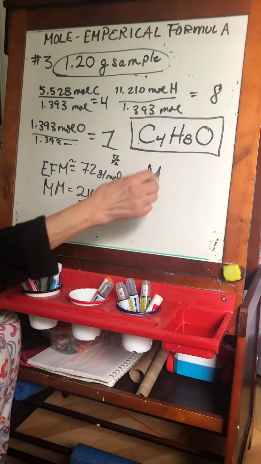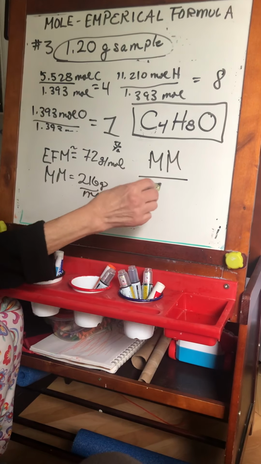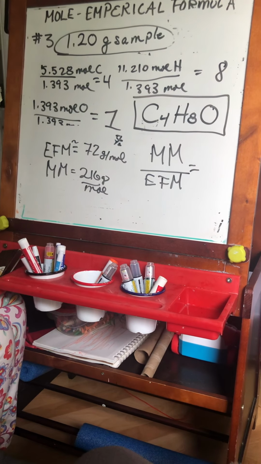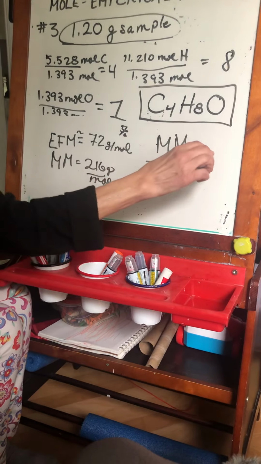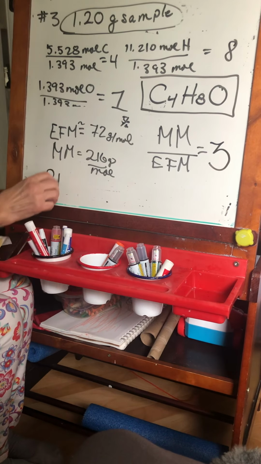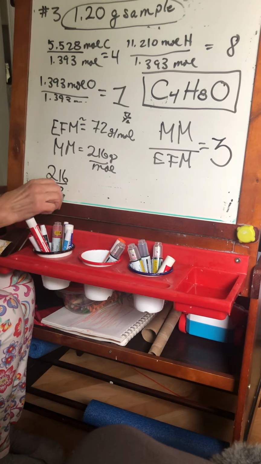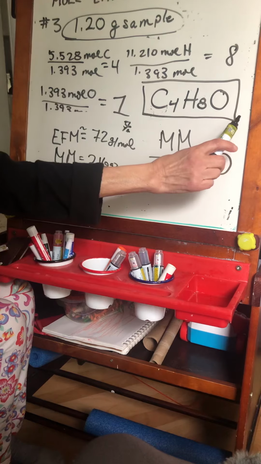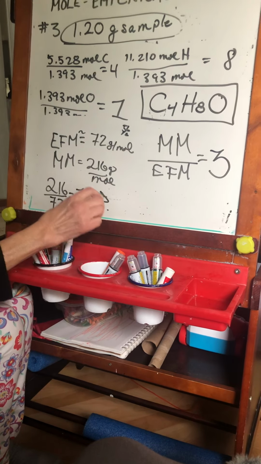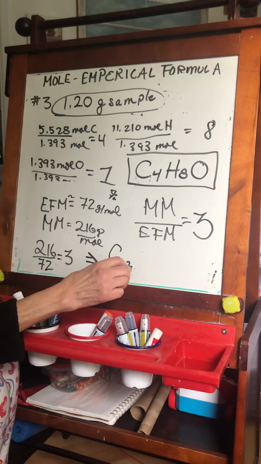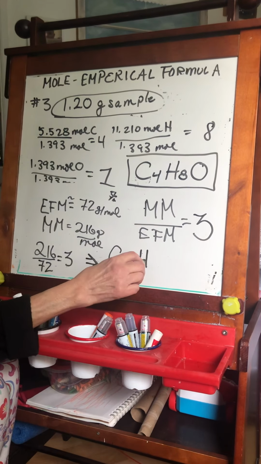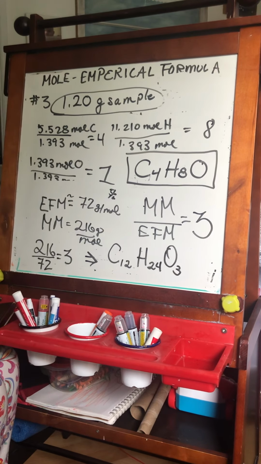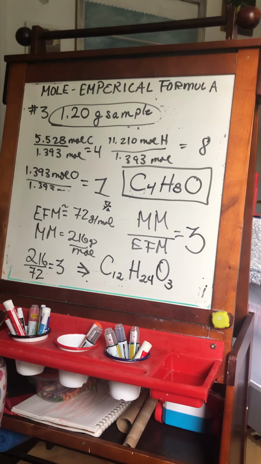So molar mass over empirical formula mass will give you the subscript multiplier. 216 divided by 72. I hope this comes out to a nice number. It does. It comes out to 3. So 216, the units cancel, divided by 72 equals 3. That's the coefficient I multiply every subscript by for the molecular formula. So we get C12H24O3. And that's all there is to it. I always like to check my molar mass.